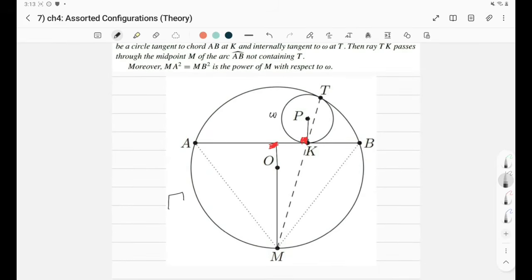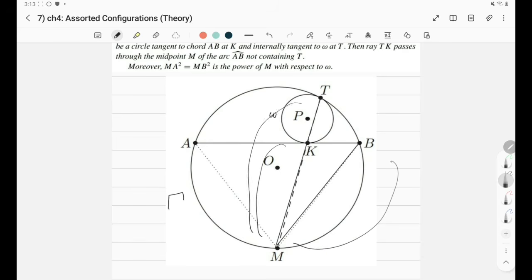Very nice. And of course, as they said, here MA square equals MB square, because they are equal. But they added something nice, which is the power of point M with respect to omega, this one here. So MB square equals MA square, which we already know, but it's also equal to the power of point M with respect to this circle. And we already know that this equals MK times MT. Hence we just need to show that MB square equals MK times MT.